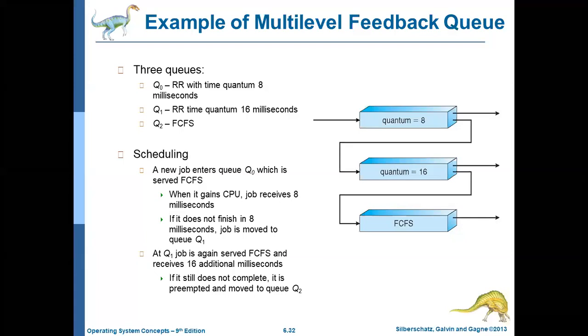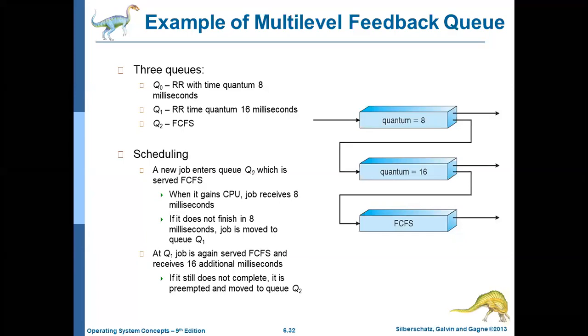Consider either Q0, Q1, Q2. Here Q0 will be the time quantum 8, Q1 will be the quantum 16, and Q2 will be FCFS. Here 8 milliseconds is the time slice; processes between 1 to 8 will be executed in Q0. For example, a burst between 9 to 16 milliseconds you have to place in Q1, round robin with time quantum equal to 16 milliseconds.